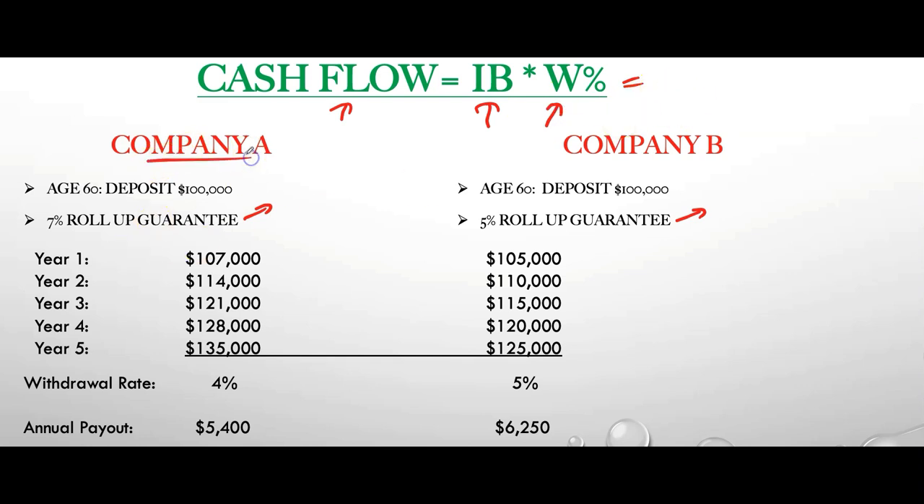So when you're looking at this and you say company A is giving me a 7% guarantee versus company B is giving me a 5% guarantee, be mindful this is just the calculation account. This is just how the income rider gets generated for lifetime income.